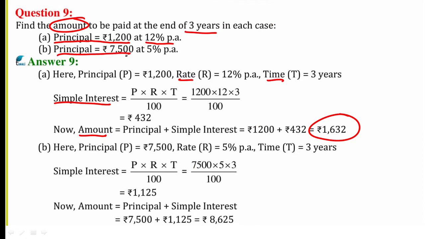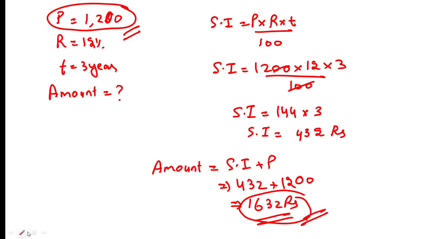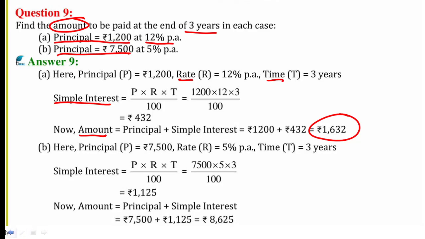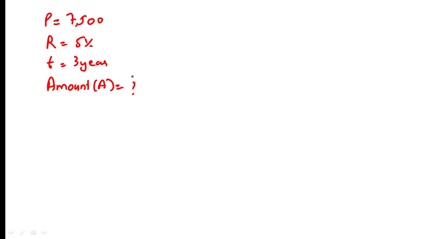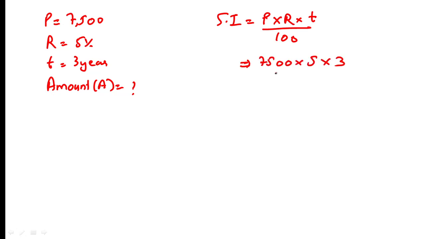Next part: your principal is 7500, rate percent is 5%, time is 3 years, and we will calculate the value of the amount A. First of all, the simple interest formula is P into R into T upon 100. P is your principal, R is your rate, T is your time. So 7500 into 5 into 3 divided by 100.